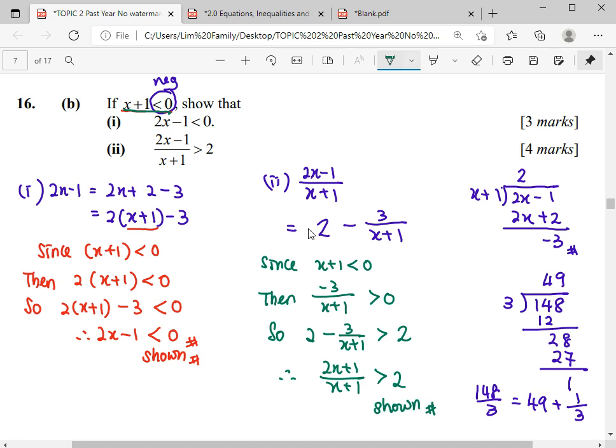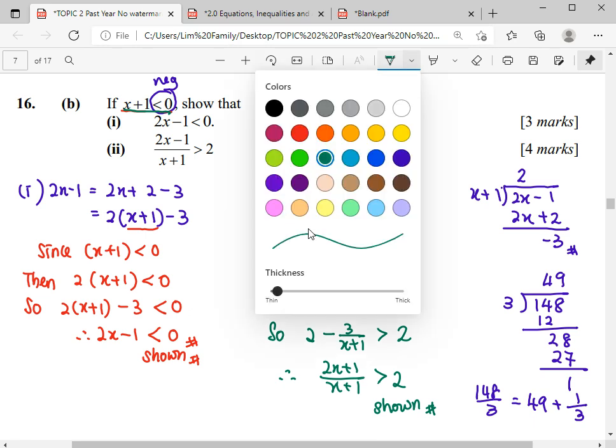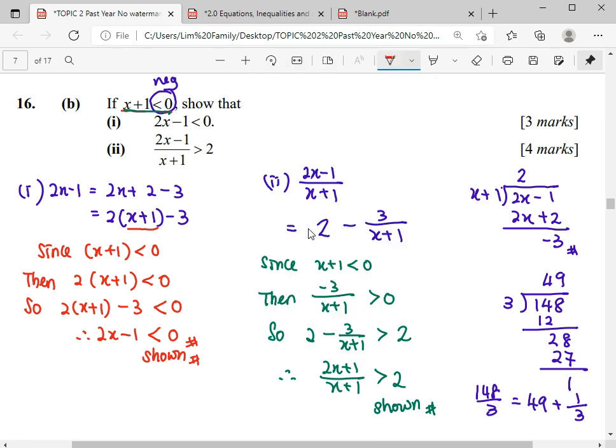Okay, so how do we mark this, how do we put out our marks here? For the first part, we will give 3 marks. The first mark is for how you relate your question with the given information, x plus 1 less than 0. And then we do our deduction here. We do our analytical method, writing our logical thinking here to prove 2x minus 1 is negative. The same also goes for this division.